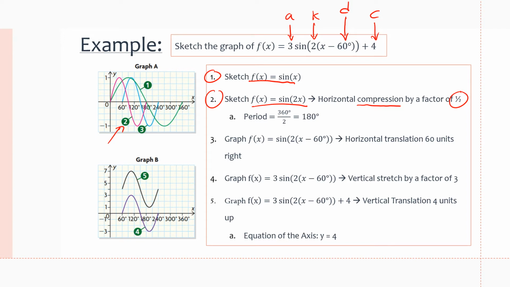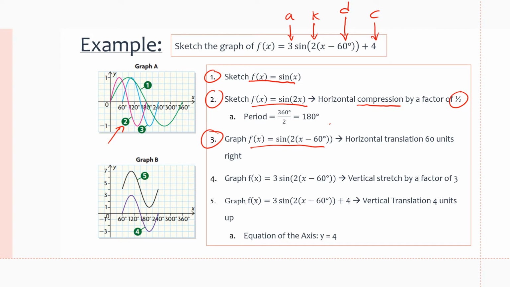Next, step 3, we want to graph our second transformation. So we want to graph f of x equals sine of 2 times x minus 60 now. So we want to apply the horizontal translation 60 units to the right. So we are simply taking this pink graph, and we want to, let me pick a color here, I'll just use red.